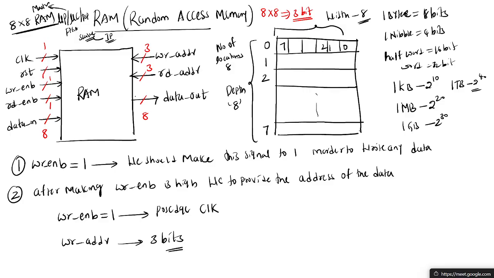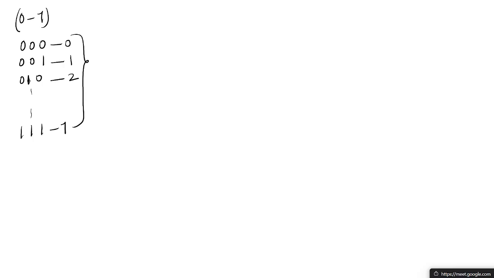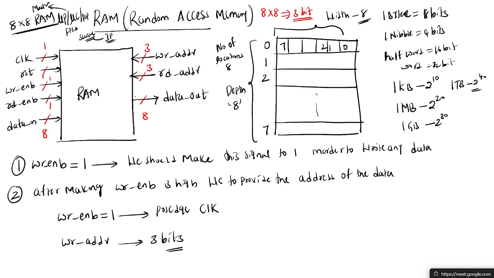Next, for the read operation, the address will be like this. The range is 0 to 7. How is the address provided? 0 0 0 is address 0, 0 0 1 is address 1, 0 1 0 is address 2, and like this up to 1 1 1, which is 7. Each and every location has a 3-bit address.